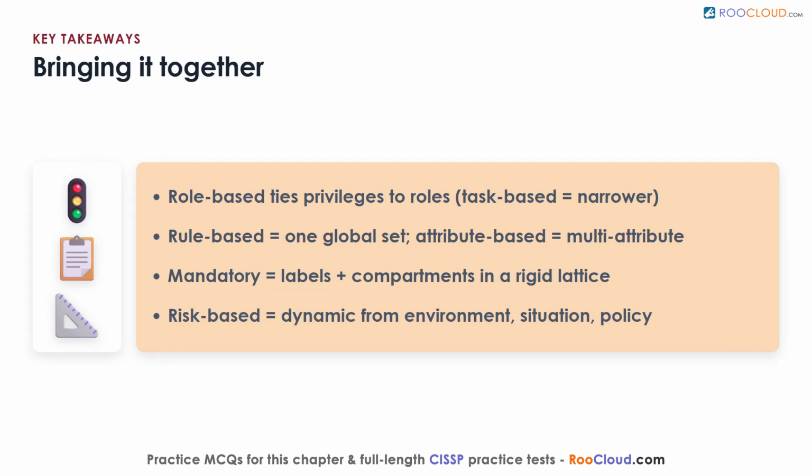Mandatory access control uses labels and compartments in a rigid lattice that enforces need to know. And risk-based control decides dynamically from environment, situation, and policy. Choose the model that fits the mission, and authorization stays both strong and sane.